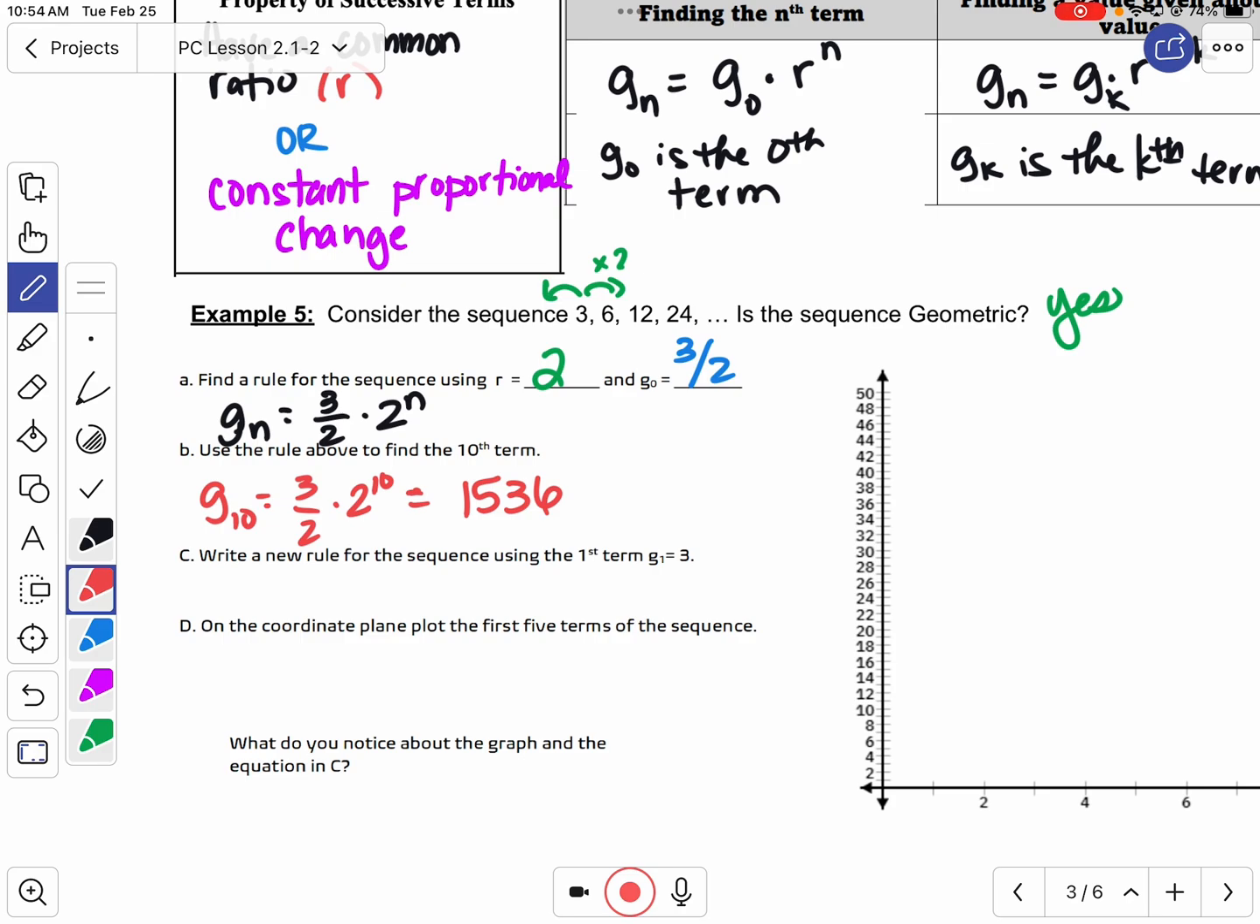So this time it says write a new rule using the first term of 3. And here's the nice thing about this. To me, these are much easier than the arithmetic ones. You start with the term you know, it's 3, times my common ratio, n minus whatever term they gave me, which was 1. It's just the simplest way to put it in there. 3 times 2 to the n minus 1.